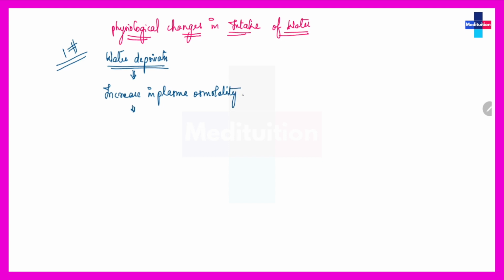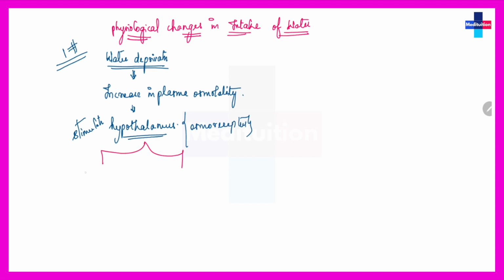Once the plasma osmolality is increased, it will stimulate your hypothalamus, right? Whatever happens in your body, they will stimulate your hypothalamus, by which receptors? By osmoreceptors. Once this is done, the hypothalamus can do either of two things. Either it can stimulate thirst, or else it can cause ADH release.